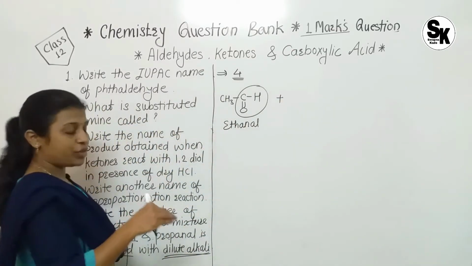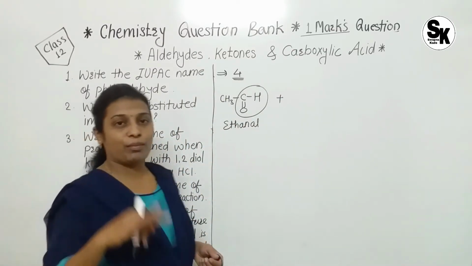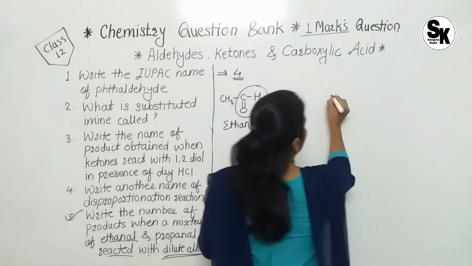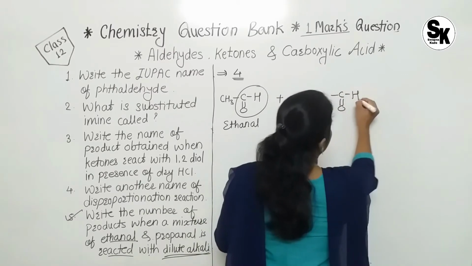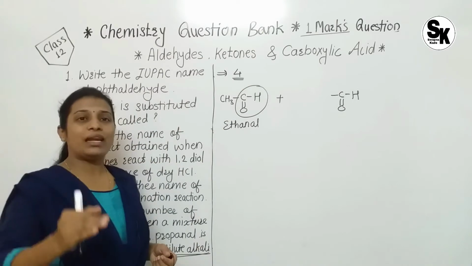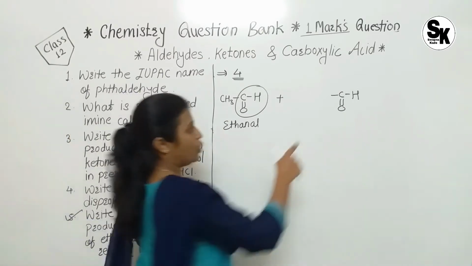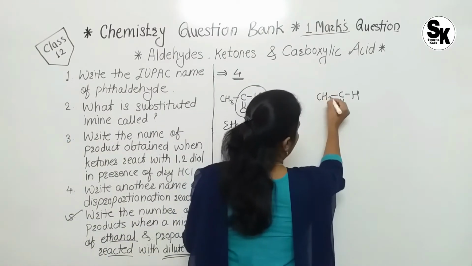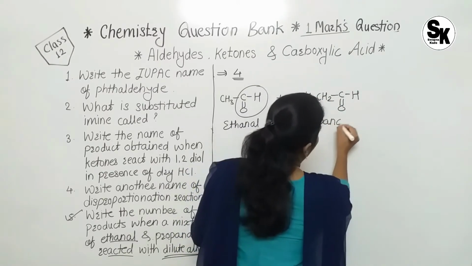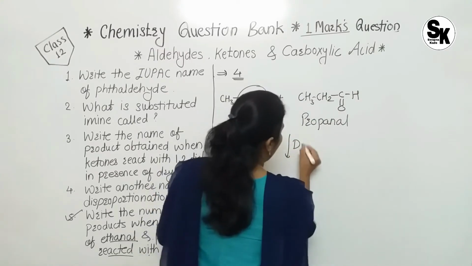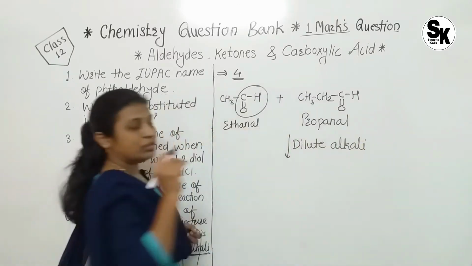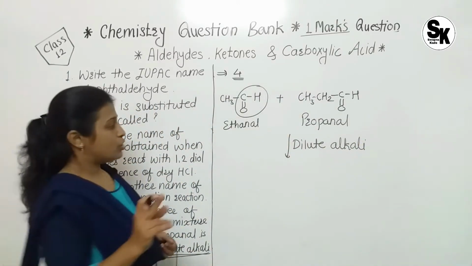Plus, whose mixture do we have to take? Ethanal and propanal. Propanal ends with al, meaning it is also an aldehyde, so here also one side is fixed, that is C double bond OH. 1 carbon is already completed. Propanal means the total number of carbons is 3, so 2 remain: CH2, CH3. So this is the structure of propanal. When it is treated with dilute alkali, then I will tell you its name is aldol condensation. So how can we say that?